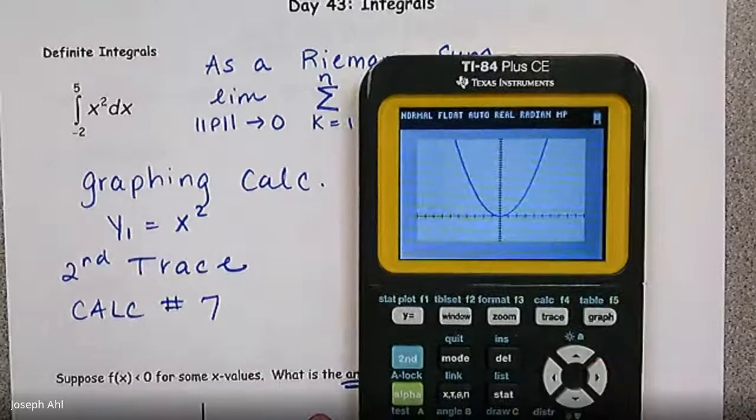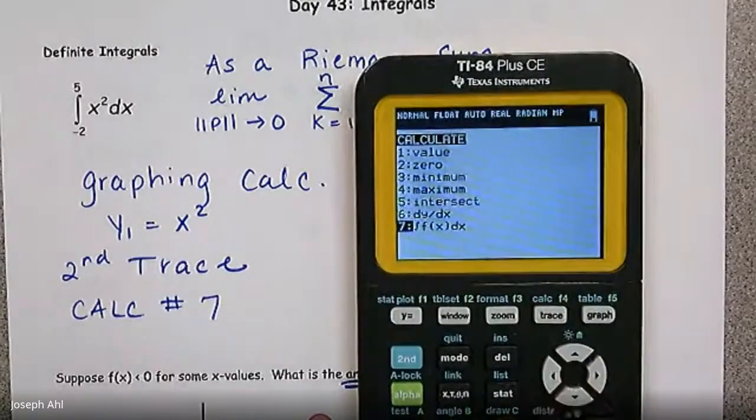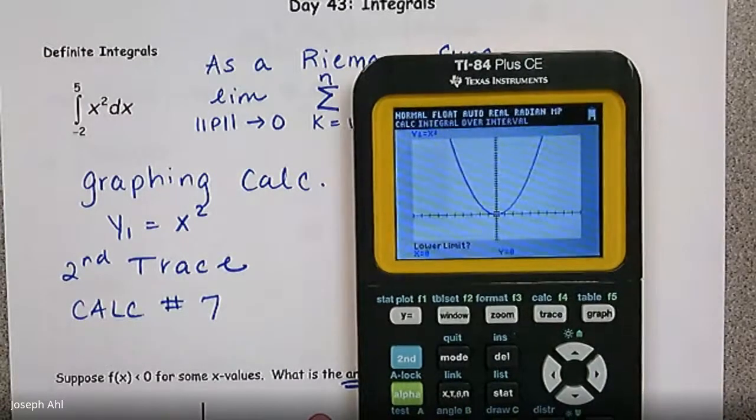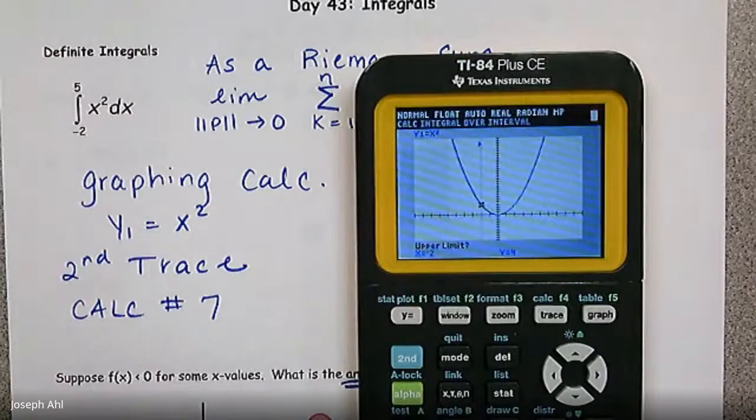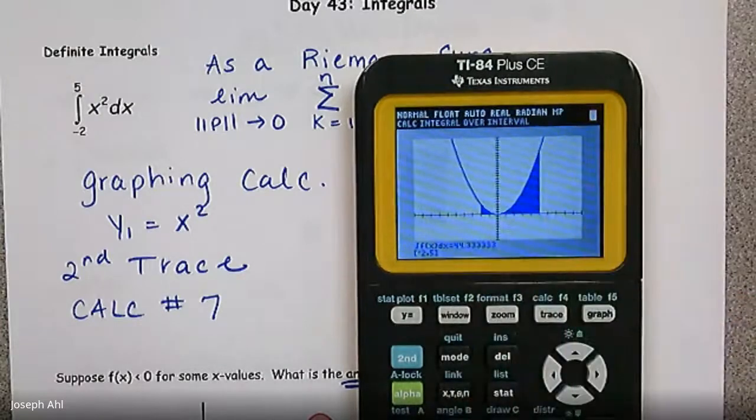So what is option number 7? You probably haven't used it too much before. Second trace, option number 7 is the area, the integral of f of x dx. So here we go. What is the lower limit? Well, the lower limit is -2. Hit enter. What is the upper limit? Hit 5. Enter. And it's so cool because it shades that area for you. So I think that's pretty neat.